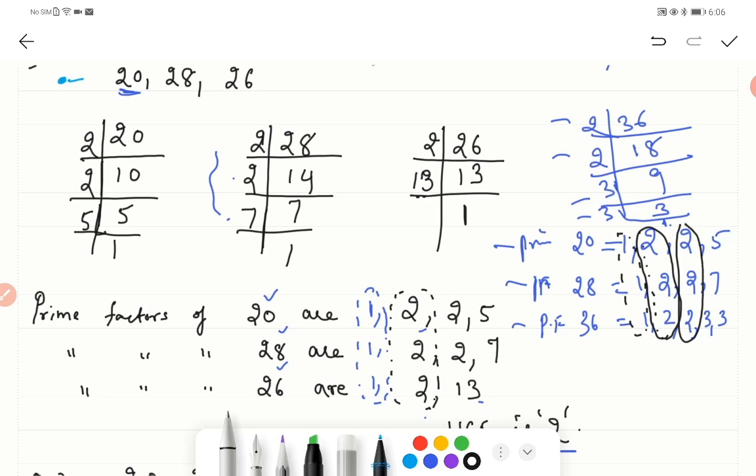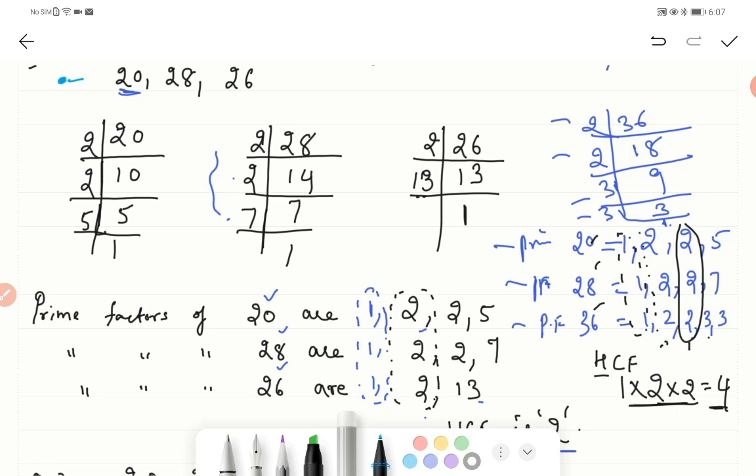If you have 2 two times, then you will take the highest common factor as 1 into 2 into 2. This is 4. So your highest common factor for 20, 28, and 36 is going to be 4. If you have the number 2 common two times, you will take it like this. If suppose 3 is also there, then again you take 2 cross 2 cross 3. I hope this is very clear to everyone.